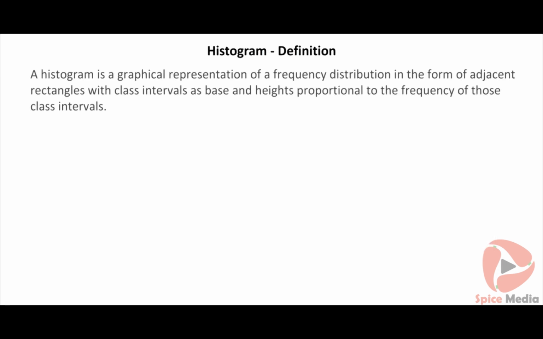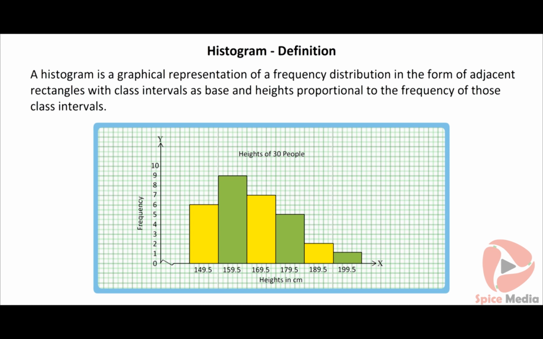Let us define histogram. A histogram is a graphical representation of a frequency distribution in the form of adjacent rectangles with class intervals as base and heights proportional to the frequency of those class intervals.